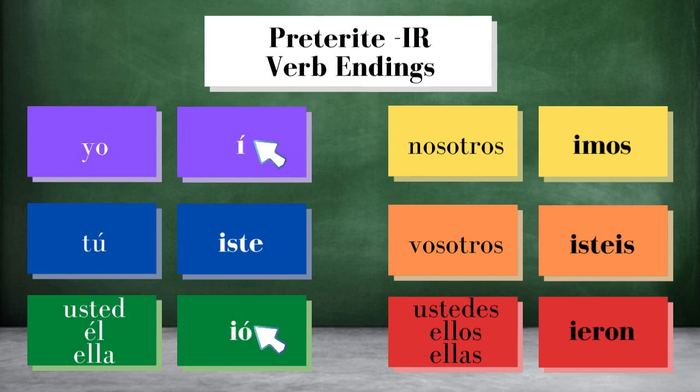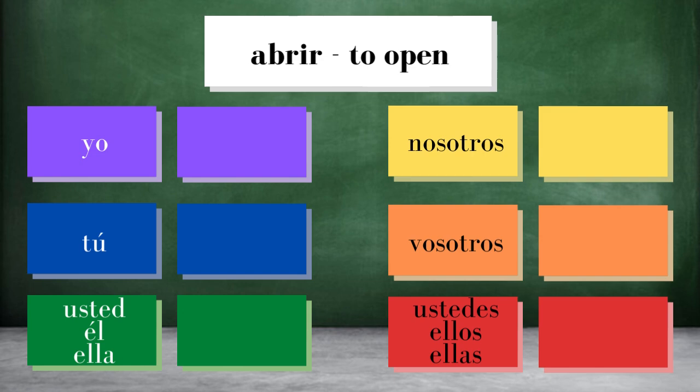And just like the AR and ER verb endings, we must remember to include the accent in the yo and usted, él, and ella forms. In this case, we have an accent on the I in the yo form and on the O in the usted, él, and ella form. Don't forget the accents because they can change the meaning of the word.